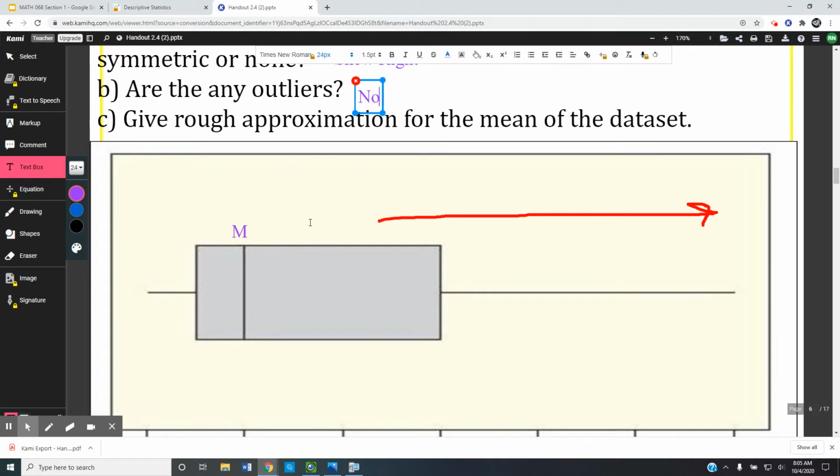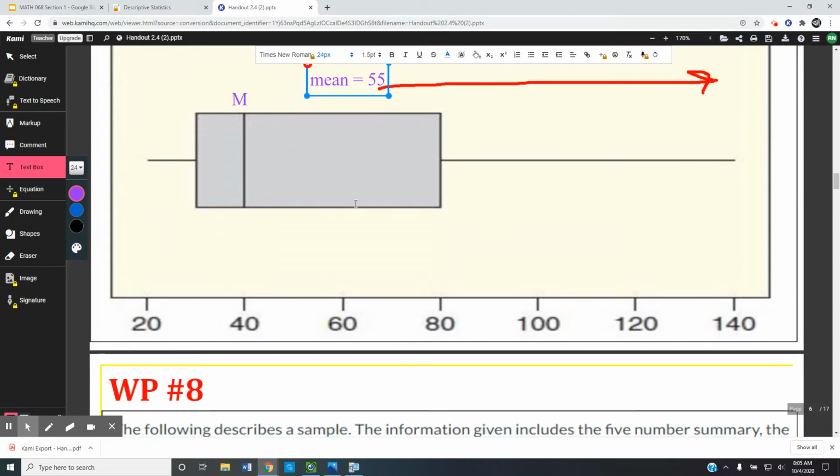So my best guesstimation is that the mean equals 55. And it could have been 60 and you'd have been just fine. It would not have gone above the 60 because 60 was in the middle here.